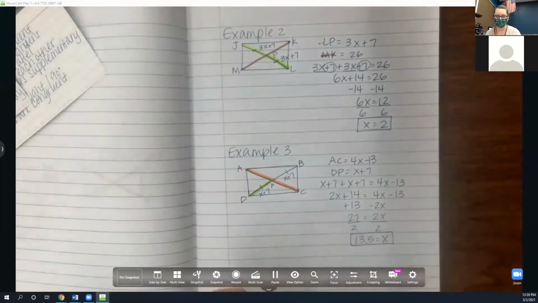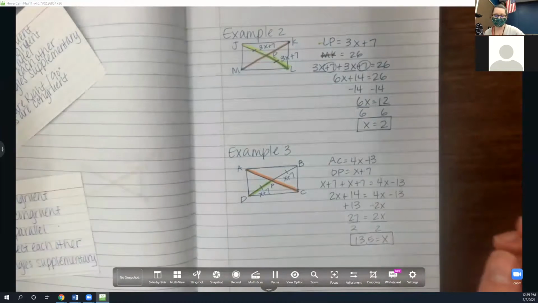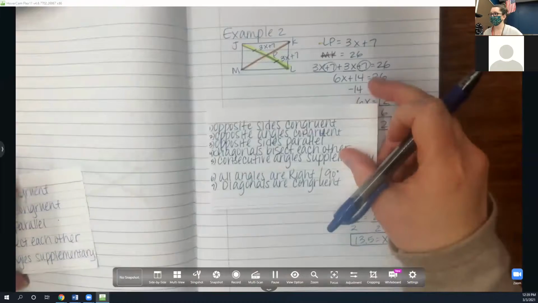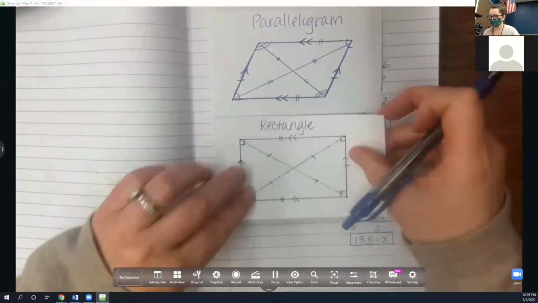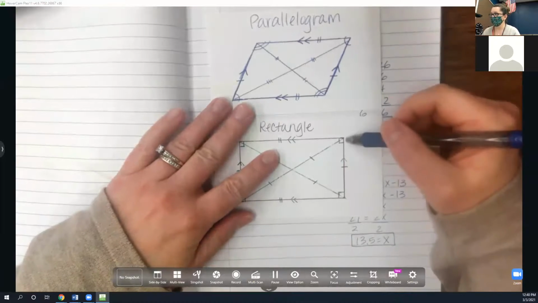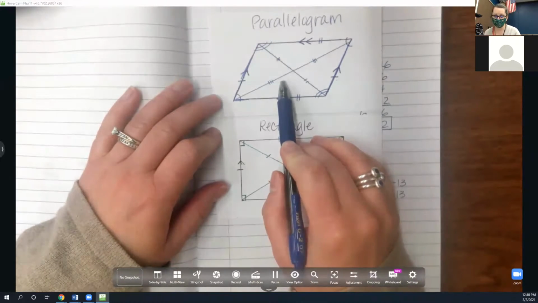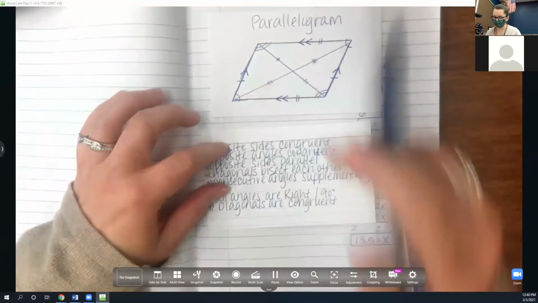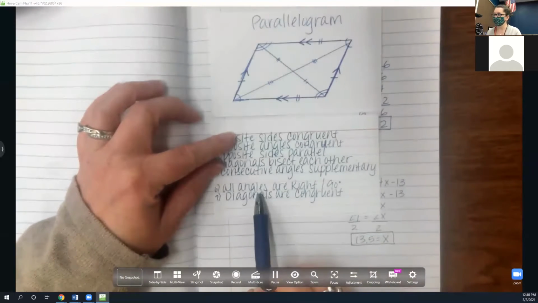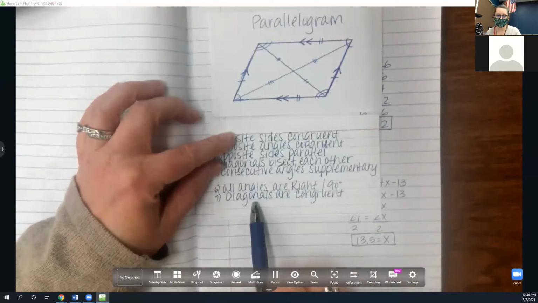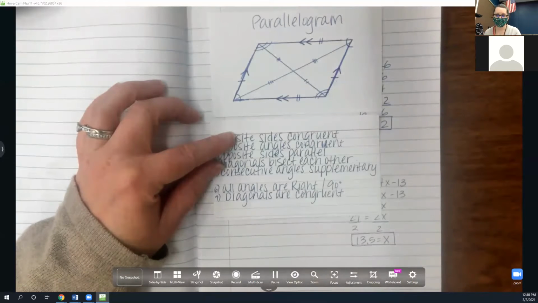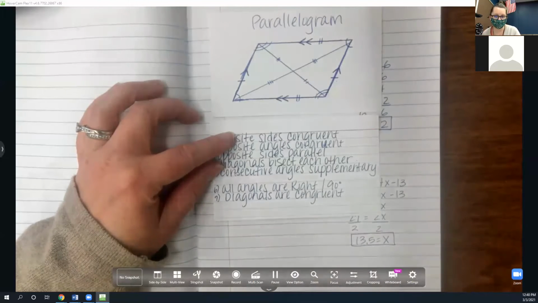Great job. So biggest thing that I want you to know here today is that we talked about parallelograms and rectangles. They're related to each other in that a rectangle has everything a parallelogram has, but 2 more qualities, right? All the angles are 90 degrees and the diagonals are congruent, okay? So that is the end of our notes today.